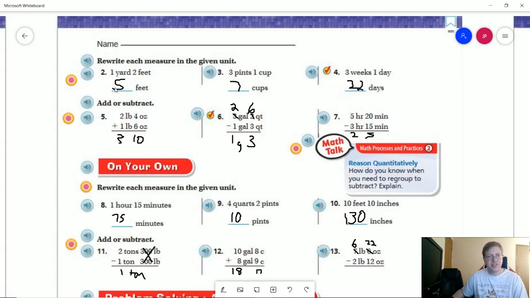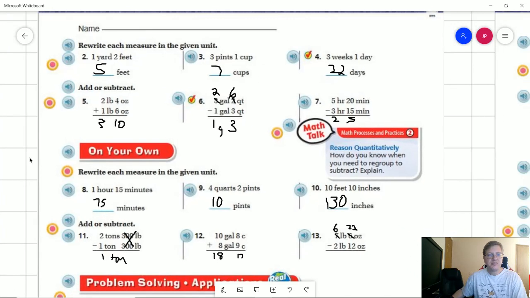3 feet plus 2 feet gives me 5 feet. If you can do that in your head, don't worry about writing stuff down to the side. 2 cups in a pint gives me 6 cups for this, plus 1 cup equals 7 cups. 7 days in a week times 3 gives me 21 days, plus 1 day gives me 22 days.